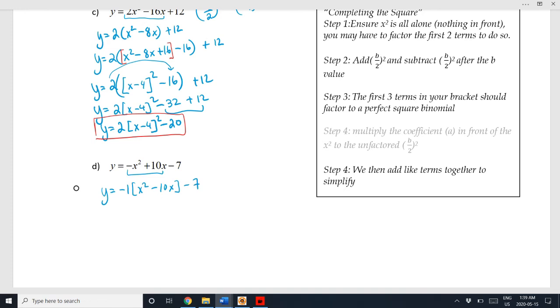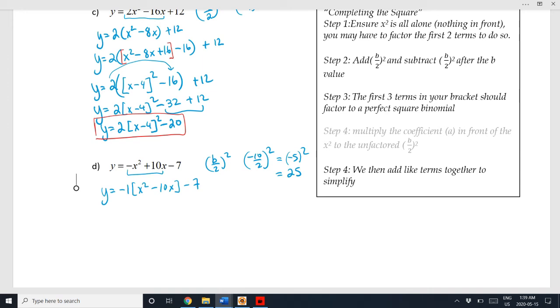Now we can go to step 2. So we have to add half of b squared and subtract half of b squared. So let's figure out what half of b squared is. In this case, our b value is negative 10. So negative 10 divided by 2 squared is going to be equal to negative 5 squared, which is equal to positive 25.